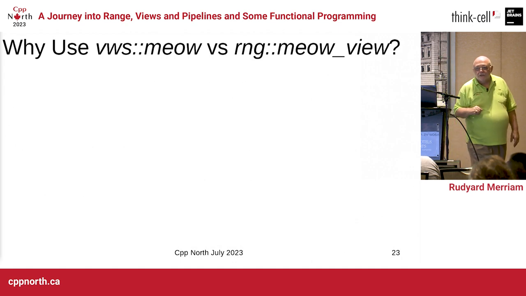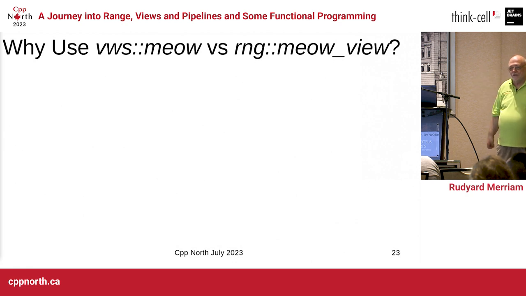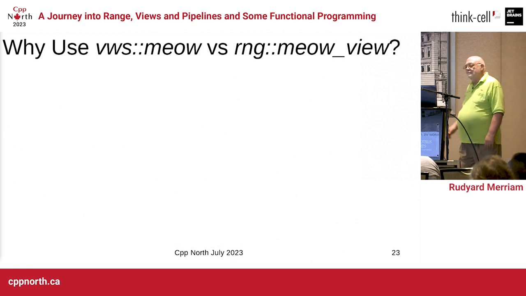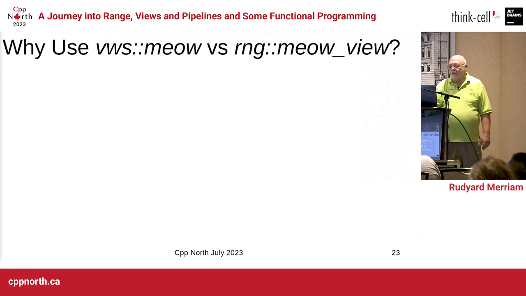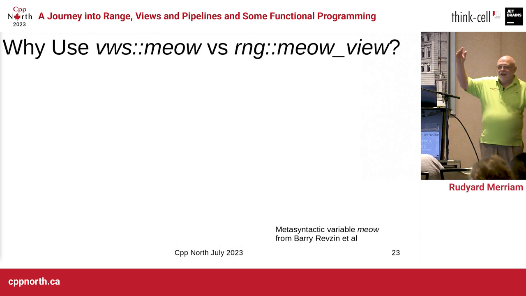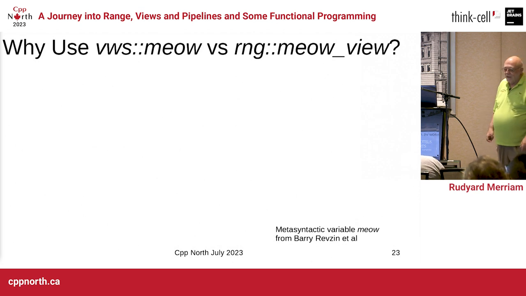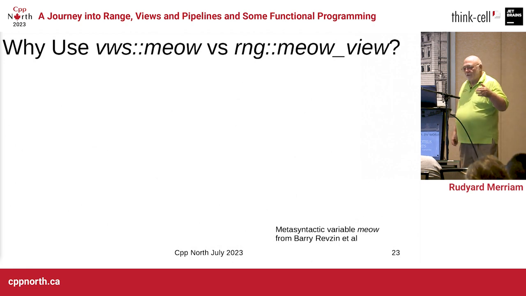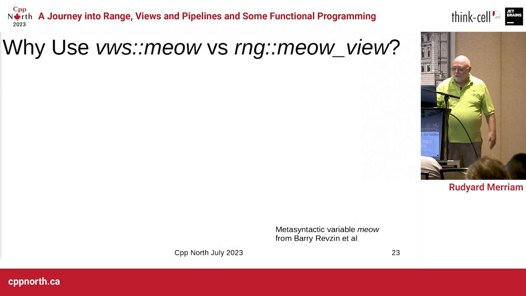Why switch? Why use views rather than ranges? Well, I picked up this why use views meow versus range meow view from Barry Revzin's presentation. He got it from somebody else. Meow here is called a metasyntactic variable. We're used to using them like foo, bar, you know, we use it just to substitute things in there. I decided I don't want to use FUBAR anymore because it comes from an unofficial military acronym with profanity in it. So let's not use that anymore. I'm going to use mew, meow, or woof, or snort, or something.